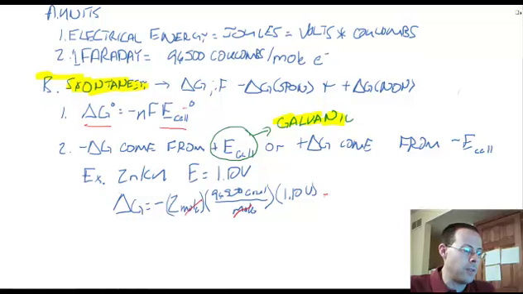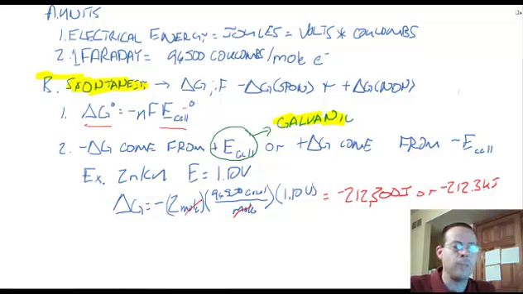joule. So we would get an answer that would be around negative 202,300 joules. But delta G is usually written in kilojoules, so really we'd have negative 202.3 kilojoules. So just an example going from E cells to delta Gs.